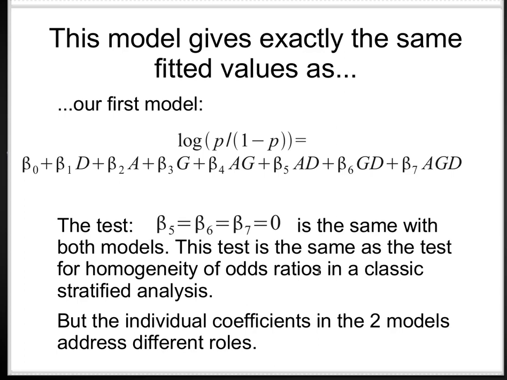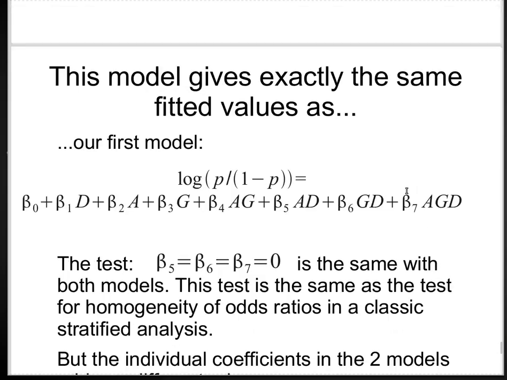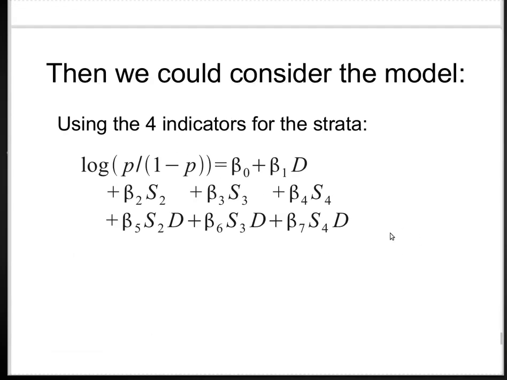But now the individual coefficients in the 2 models address different issues. Rather than directly addressing, for example, whether age modification depends on gender, or gender modification depends on age, this model involves comparisons directly with the young females. You could say that perhaps that's a weakness here. Why would you want to use this? Well, probably you wouldn't in this instance.